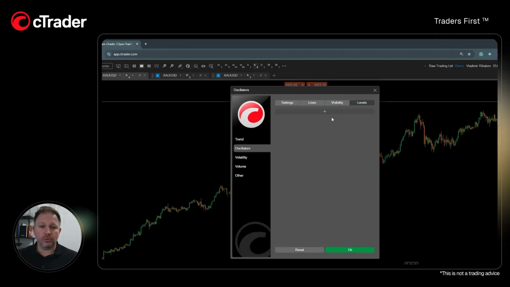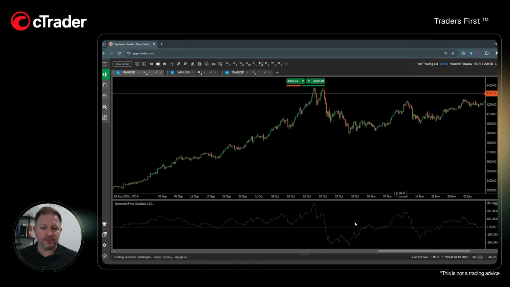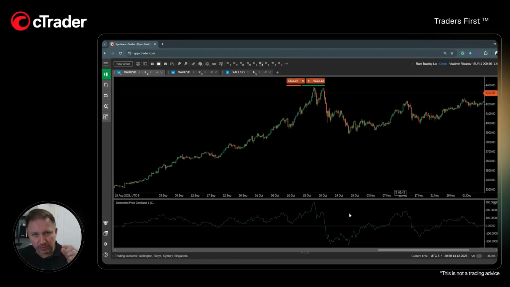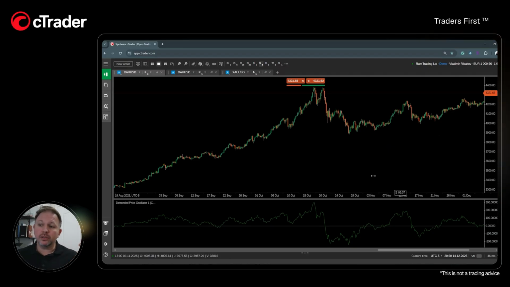And you can also add the levels. I love to work with the level of 0 because it helps to spot these very crosses above or below the 0 to understand when and where the short cycle is actually gaining positive or negative momentum. And there are several usages of this indicator.